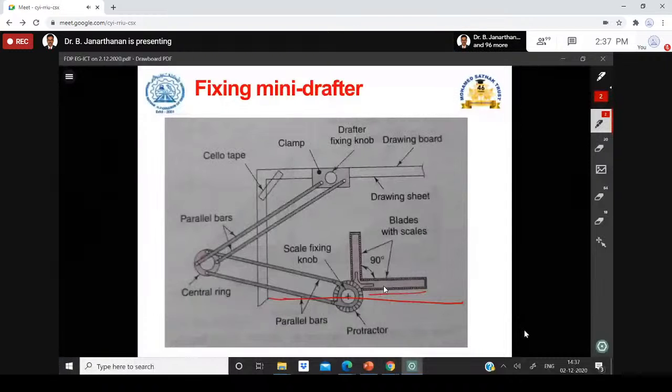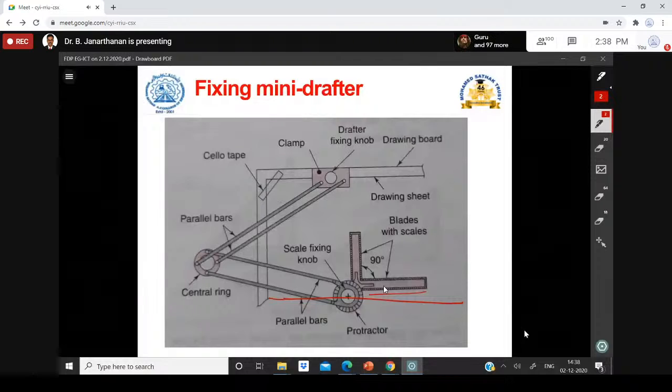So what I suggest students do is, first fix the protractor at 0 degrees, and fix this knob. There is a knob here for tightening this scale so that it cannot rotate. The students who have joined newly might not have seen the drafter. This is called the mini drafter, with these parallel bars like this, and here also parallel bars. At the end of this link, you will have this scale with the protractor. So you can fix this knob at 0 degree, then you can align with the drawing sheet in the drawing board.